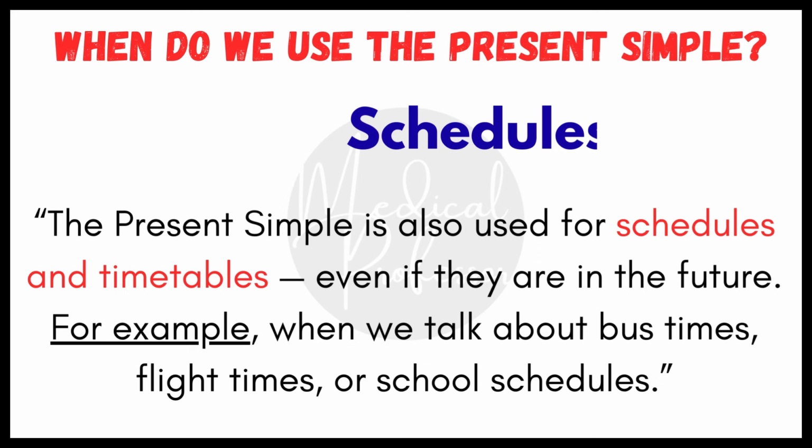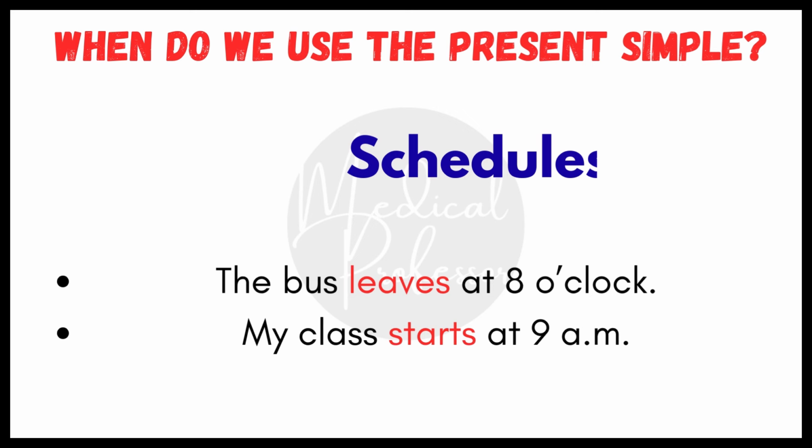Number three, schedules. The present simple is also used for schedules and timetables, even if they are in the future. For example, when we talk about bus times, flight times, or school schedules. For example, the bus leaves at 8 o'clock. My class starts at 9 a.m. Notice, even though the bus leaves in the future, we still use present simple because it's a fixed schedule.